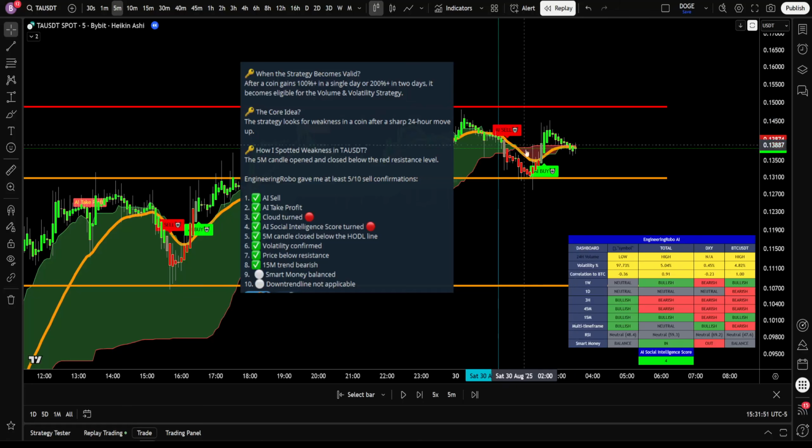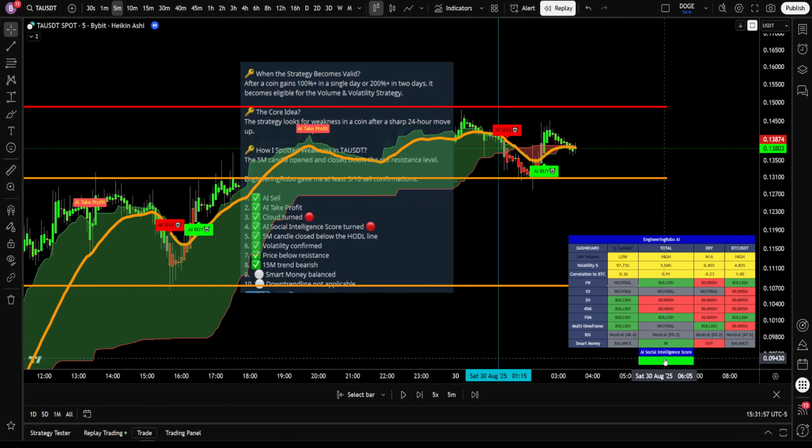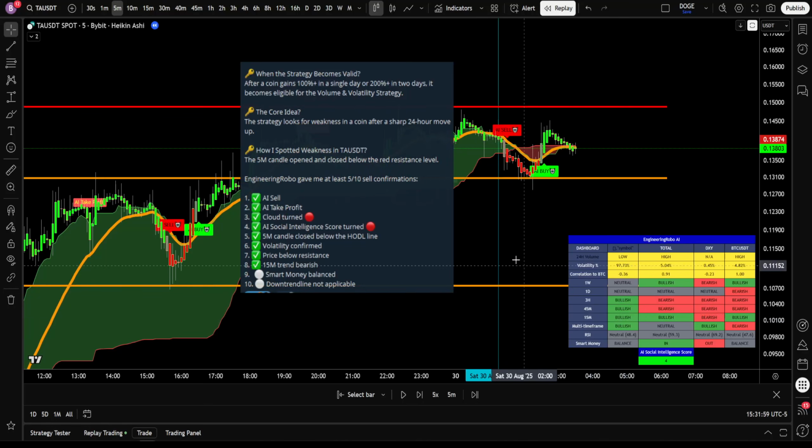But we're going to see, here we've got a buy signal. It's back above the cloud. It was back above the HODL line temporarily. AI social intelligence score was green. So technically, this one probably gave you a signal to get out of your short. But let's just see what would happen if you stayed in it.